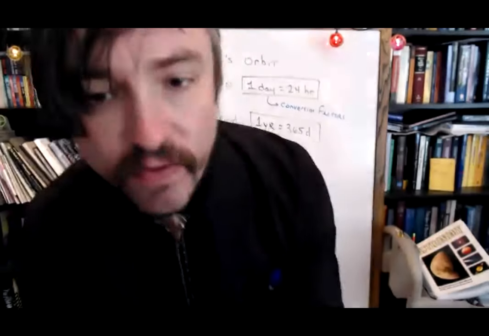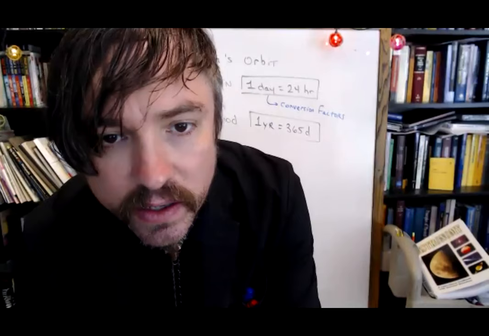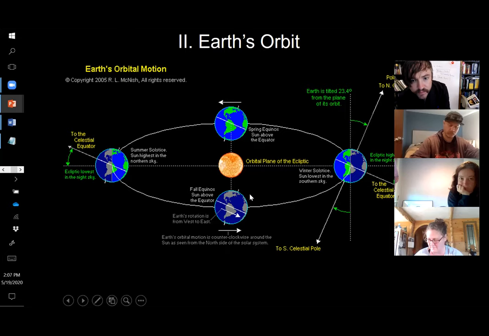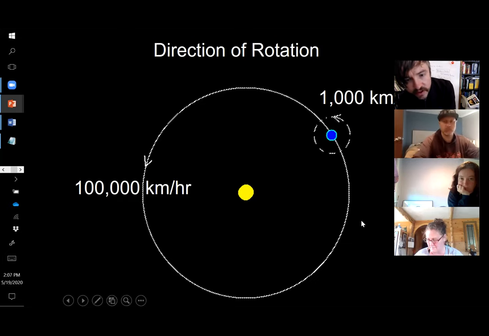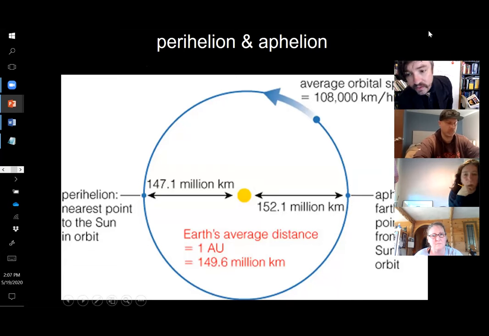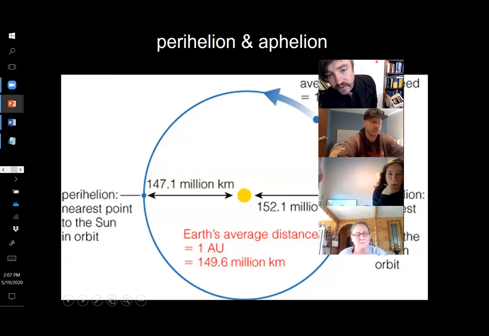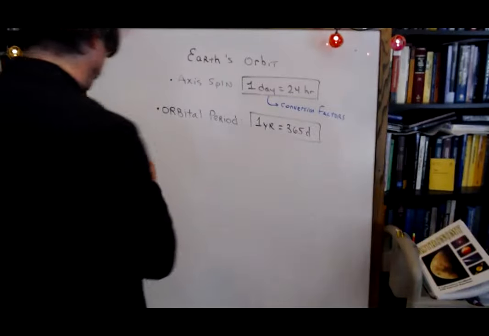As Earth orbits around the sun, here I'd like to share a screen with you guys. It's spinning on its axis counterclockwise. It's orbiting the sun counterclockwise. There are two points in the Earth's orbit. It almost looks perfectly like a circle, but it's not quite a circle. There is a point where it's slightly closer to the sun in orbit. That's known as the perihelion, and a point where it's slightly farther from the sun called the aphelion. Let's take those down as vocabulary notes as well.